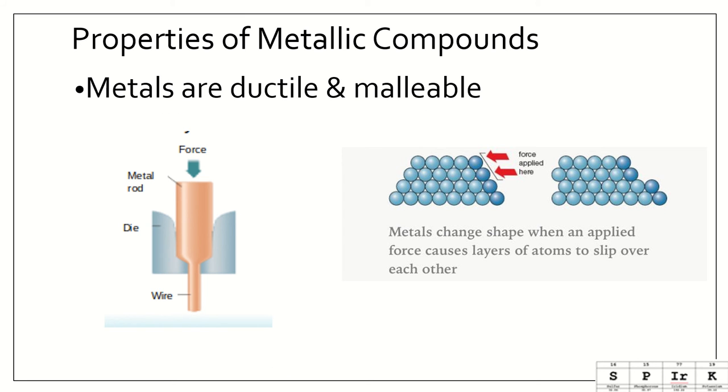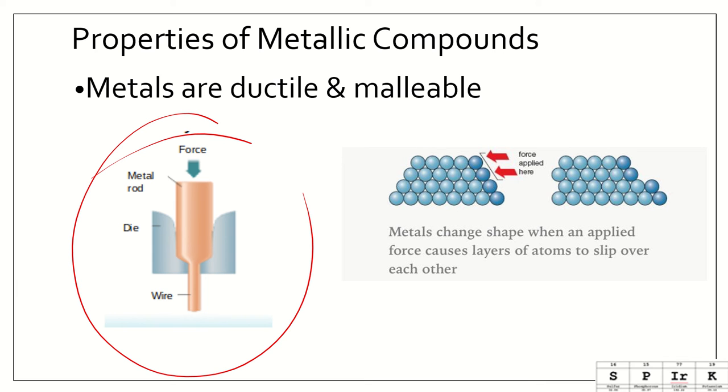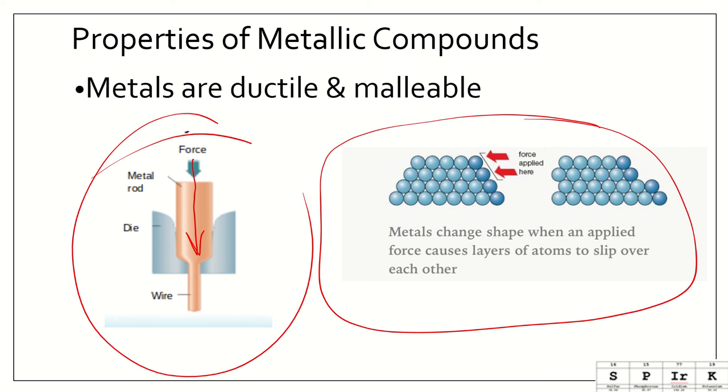Metals, we know, are very ductile and malleable. So ductile means that we can draw it into a wire. So as we take a piece of metal and force it through a die, it's going to come out very thin because the atoms can slide by one another. And that is because they are malleable, which if we look over here, metals can change shape when an applied force causes layers of atoms to slip over each other. So you'll notice here, this is the starting point, and then as we apply a force, you look at the second diagram here, and you see that they've shifted over. And they are still all held together by that glue or the delocalized electrons.